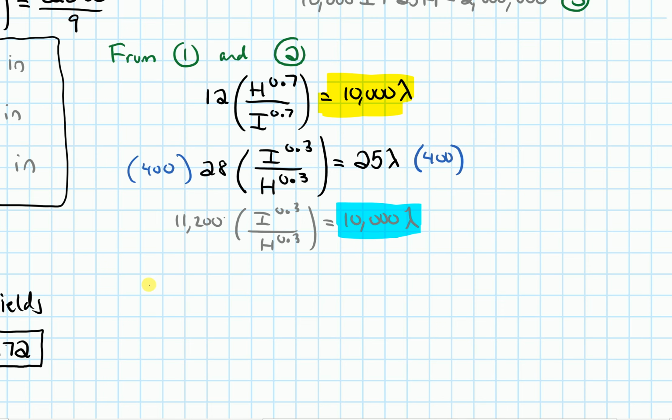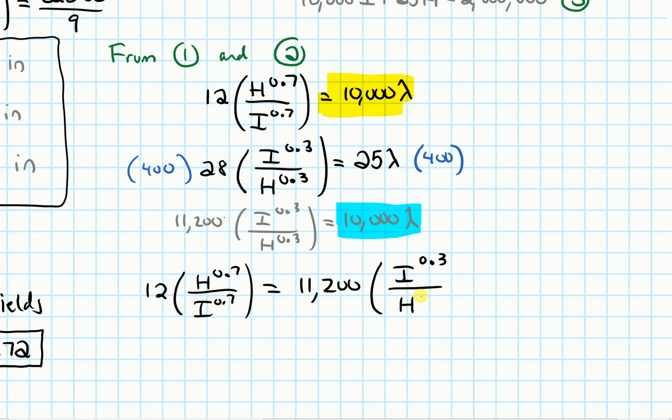So we'll get 12 times h to the 0.7 over I to the 0.7 equals 11,200 times I to the 0.3 over h to the 0.3.